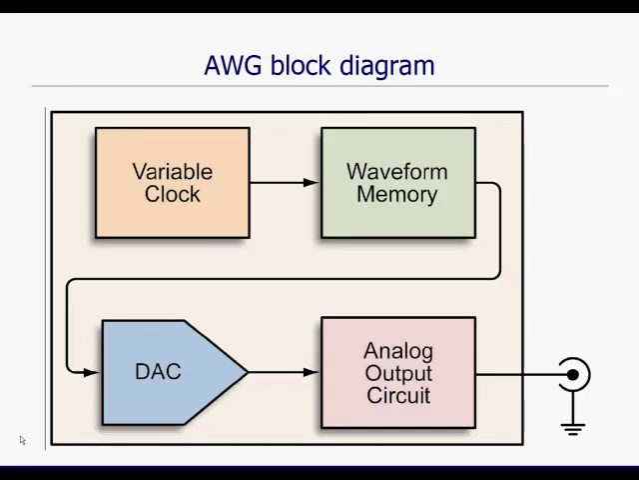AWGs, or Arbitrary Waveform Generators, are generators that allow you to arbitrarily create and generate the signal you want to output. This is accomplished by using digital to analog converter technology, enabling you to define a waveform in memory and sequence it through a DAC system with a precision clock, and then output it as an analog waveform, as we see in this simple block diagram.